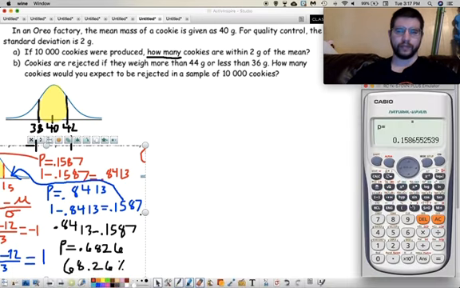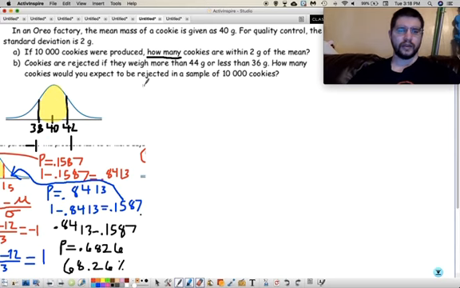Let's see. Lower bound is 38. Upper bound is 42. Standard deviation of 2 this time, and a mean of 40. So we get 68.27%. Again, we use the chart for this one, so it's slightly off.